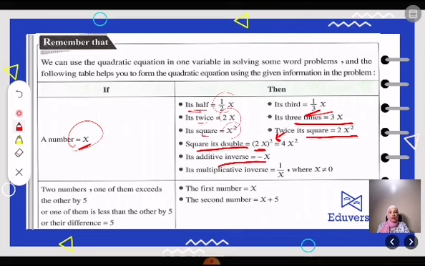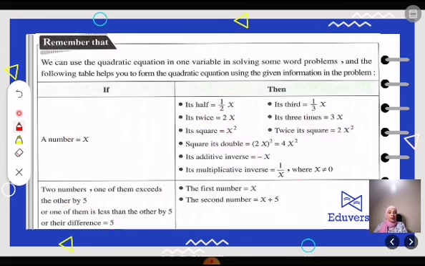The additive inverse of the number: change its sign. And the multiplicative inverse of a number: flip the fraction for this number. Two numbers, one of them exceeds the other by 5. That means if the first number is x, then the other exceeds it by 5, so add 5 to the other number. One of them less than the other by 5, I will use the same expression here.